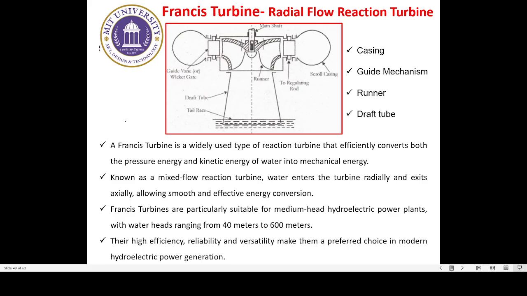As far as the guide mechanism of the Francis turbine is concerned, it consists of a stationary circular wheel all around the runner of the turbine. The stationary guide vanes are shown here on the left side, similarly on the right-hand side. These stationary guide vanes are fixed on the guide mechanism, and they allow the water to strike the vanes fixed on the runner without any shock at the inlet.